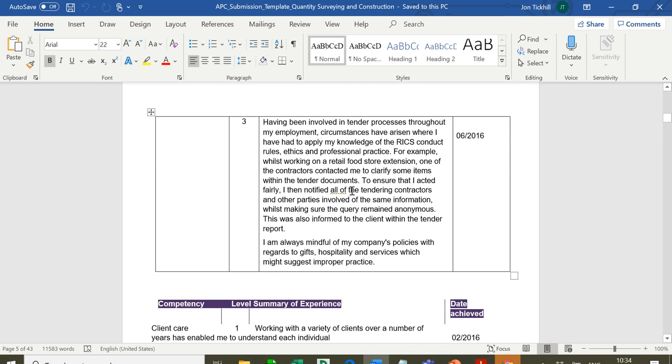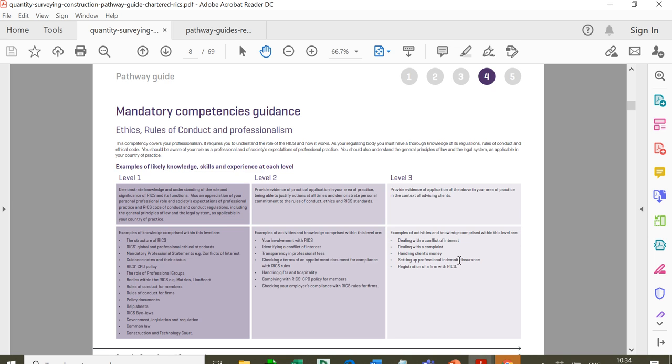Moving down to level 3, the candidate is now referring to their own experience where they have complied with the RICS rules of conduct in question, and they're talking about how they have ensured that their professional indemnity insurance is in place, which again, if we go back to the guide and sense check this against, it clearly says there setting up professional indemnity insurance and giving advice there to make sure that the firm in question is compliant with the RICS rules of conduct for firms.